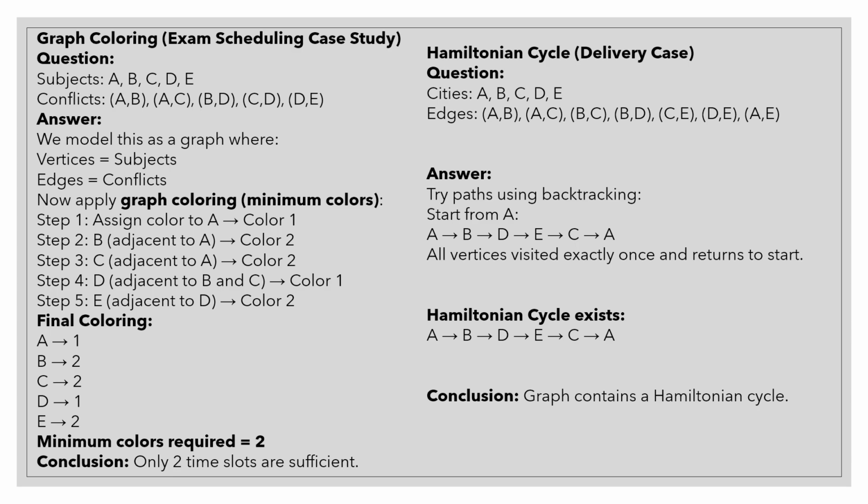Now, graph coloring. Graph coloring says you have 5 subjects and 5 conflicts. Conflicts means they are together, so they are in conflict with each other. We model this graph where vertices equal subjects and edges equal conflicts. Now assign a color to A, that is your color 1.